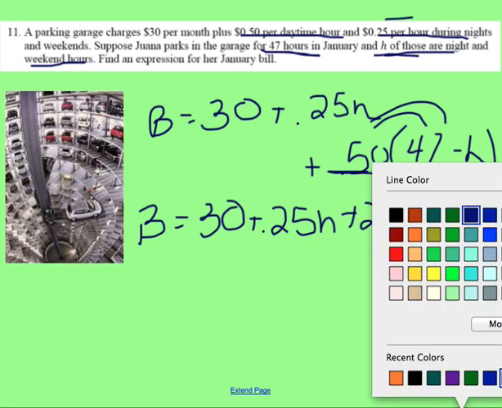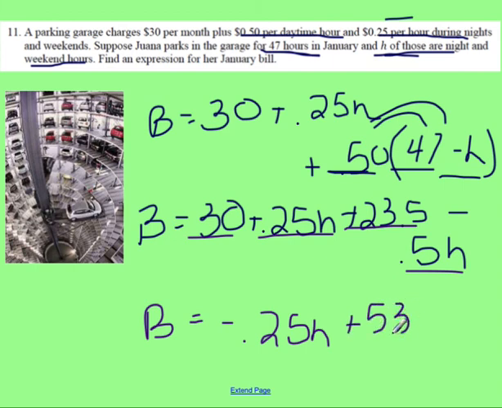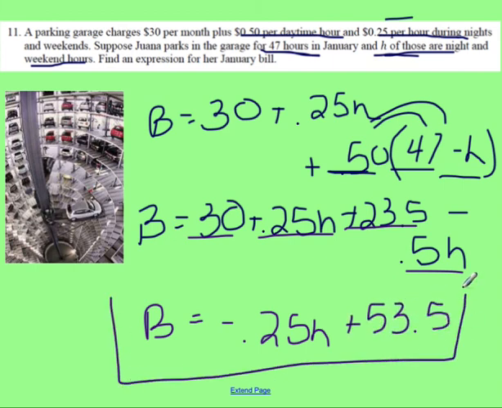So now we need to combine like terms. First I'm going to combine my H terms for the bill. So I'm going to take 0.25H minus 0.5H. That's going to give me a negative 0.25H. Then I'm going to take 30 plus 23.5, and that's going to give me 53.5. So this right here is the final equation for the bill. So what does that tell us? That says if you know that in January you parked 4 hours over the nights and weekends, then you could just plug in 4 for H, and that would give you your total bill.